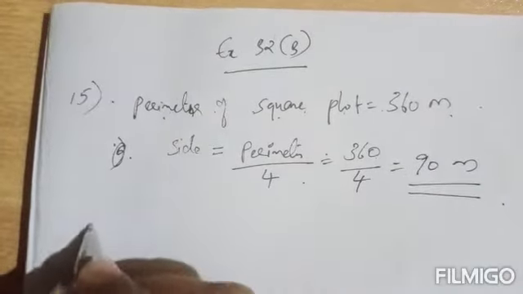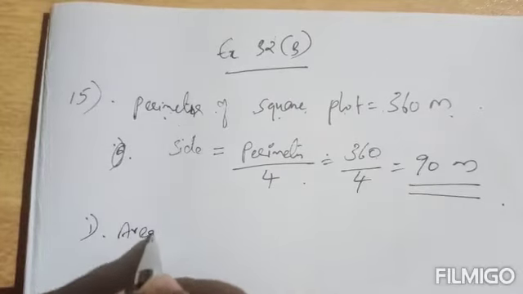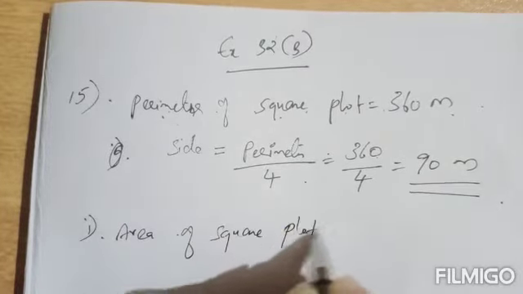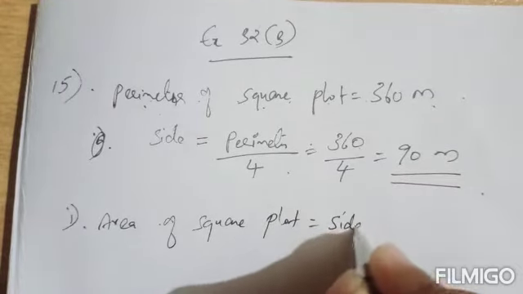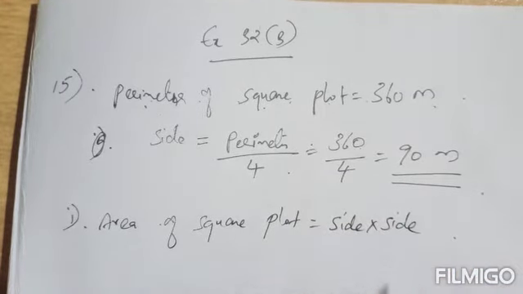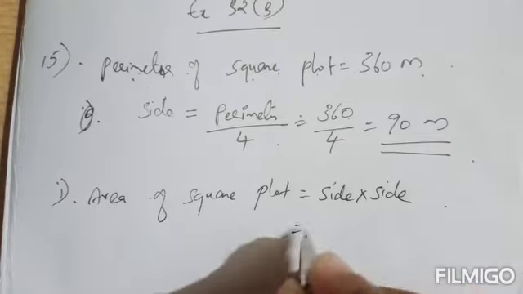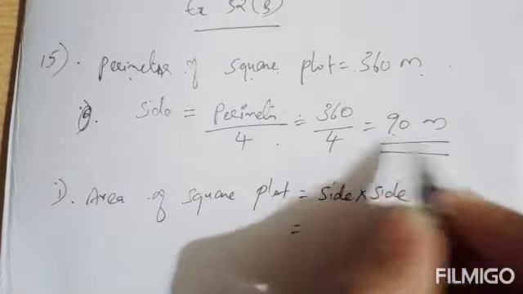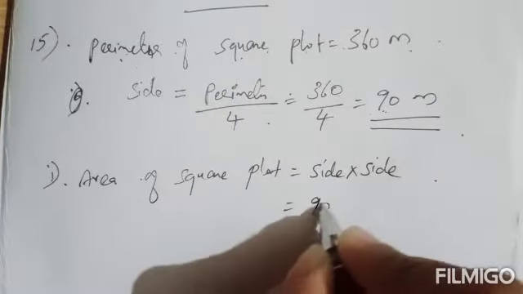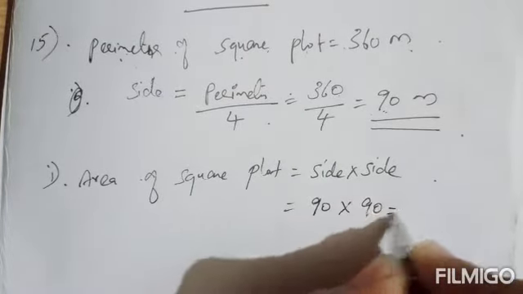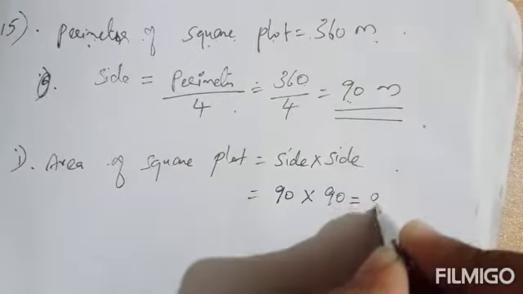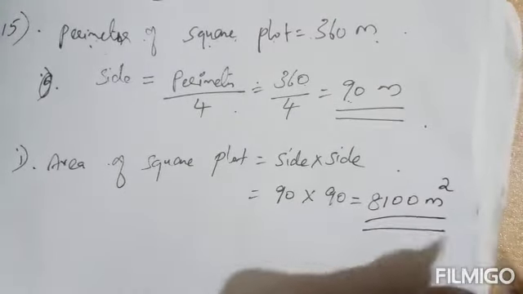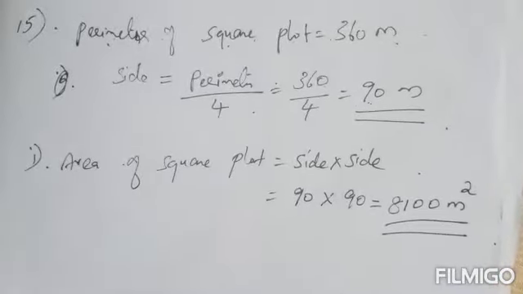Now, first question, you have to find the area of the square plot. We know the formula: area of square is side into side. This is the formula for finding the area of a square. So the side we found is 90 meter, so we can substitute 90 into 90. What will you get? It is 8100 meter square. This will be the area of the square plot.